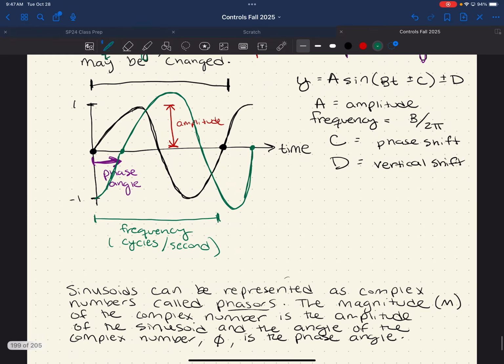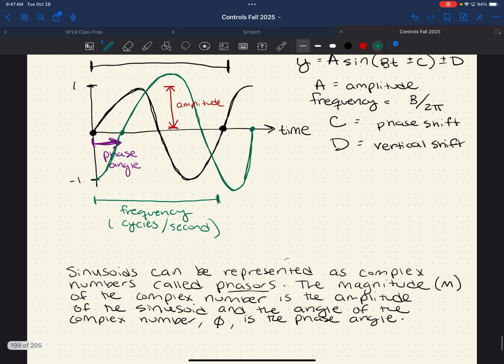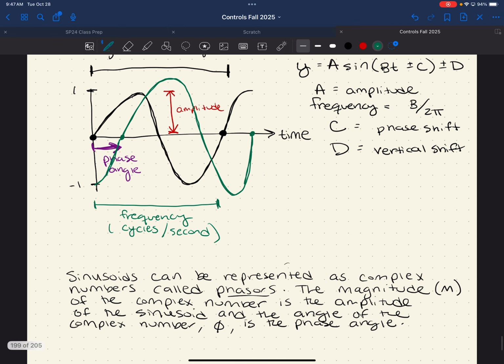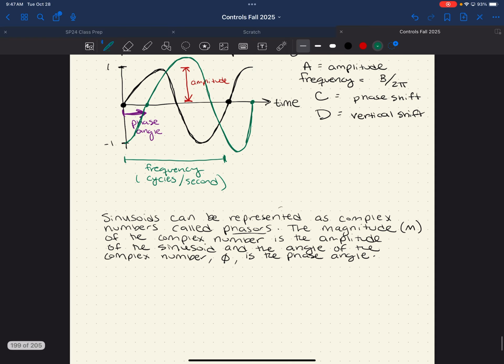Okay. For the rest of today's class, we're going to represent these sinusoidal inputs as complex numbers called phasors, where the magnitude of the complex number is the amplitude of the sinusoid, and the angle of the complex number is the phase angle of the sinusoid. So let's look at that a little more closely.